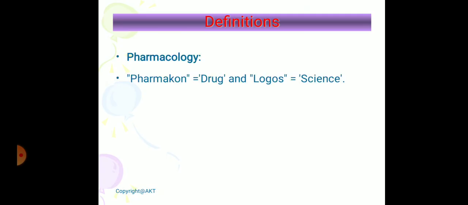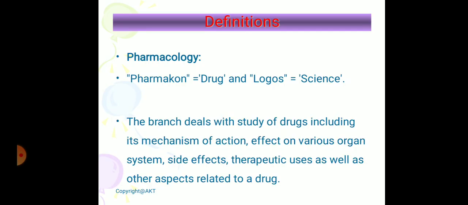It's derived from two Greek words, pharmakon, which means drugs, and logos, the science. So it's all about the drugs, but by definition it should be in detail. It's a branch of science which deals with the study of drugs, including its mechanism of action, how the drug acts in our body, and what effects they produce in various organ systems.